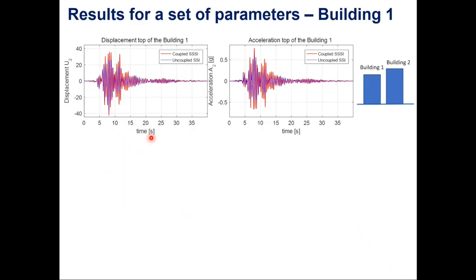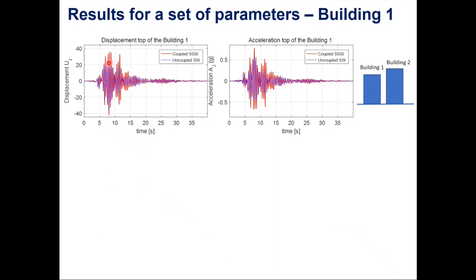So these are the results that we get, okay? The red line is the coupled case, so basically we're including the structure-soil-structure interaction, and the blue line is the uncoupled case, okay? For displacement and for acceleration. Note that this graph is just for one earthquake and one configuration, okay? So we ran 5 million different time series on Blue Crystal, the supercomputer in Bristol, where we change the earthquake, the height, the width, and different parameters of the soil and the buildings, okay? But this is just one case.